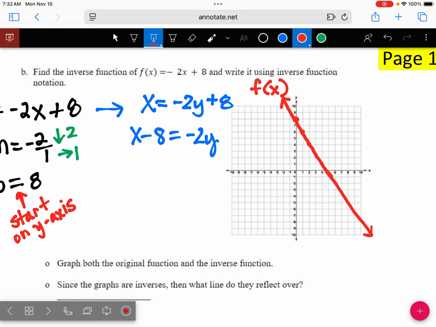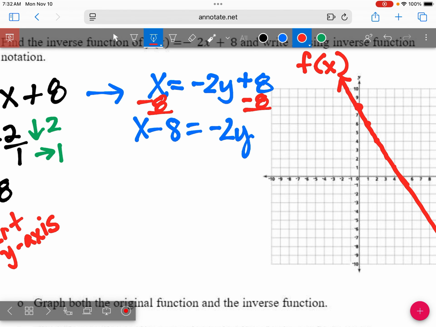So that's what I did first. I subtracted 8. Now I'm going to divide everything by negative 2. So this gets divided by negative 2. This gets divided by negative 2. And this gets divided by negative 2. So everything is divided by negative 2.